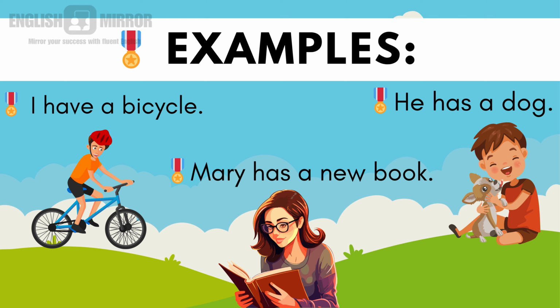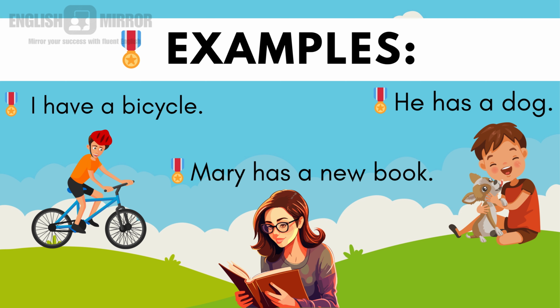Now I'll move to the examples. The first example is, I have a bicycle. See the sentence here, with the word I, I used have, right? And I have constructed the sentence like I have a bicycle. And the next one is, he has a dog. That is, with he I used has and constructed the sentence like he has a dog.